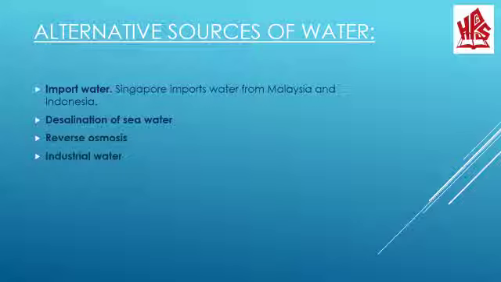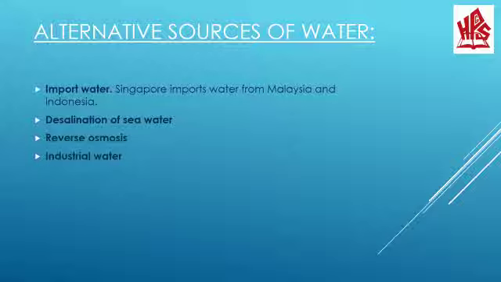Alternative sources of water. If a country is deficient in water supply, the country will need to import water from other countries. But the agreements for import of water will expire one day. Then the country will need to buy water or extend the agreements. For example, Singapore imports water from Malaysia and Indonesia. Another option could be desalination of seawater. Being surrounded by the sea, desalination of the seawater by distillation provides an alternative source of water. The same is true for reverse osmosis. Reverse osmosis also provides an alternative source of water.